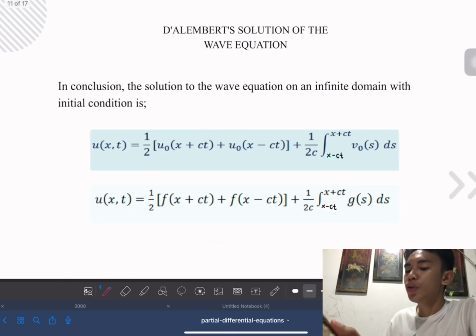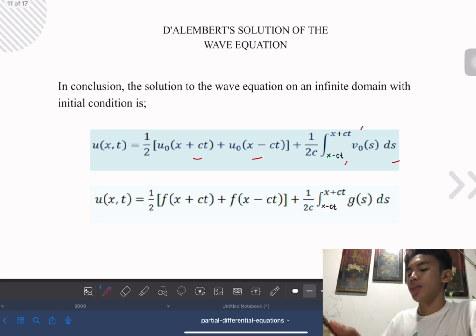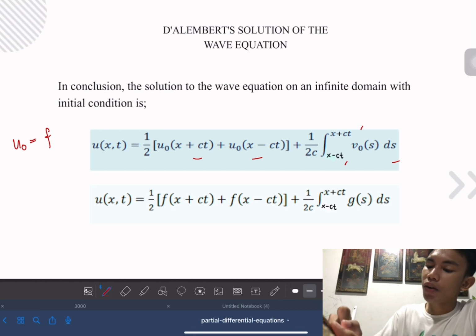which is u of x, t is equal to 1 half of u sub 0 x plus ct plus u sub 0 x minus ct plus 1 over 2c times the integral of v sub 0 s ds evaluated from x minus ct to x plus ct. But in the book, or in this equation, the u sub 0 is equal to our f and the v sub 0 is equal to our g.